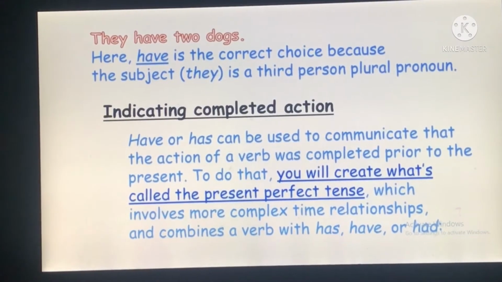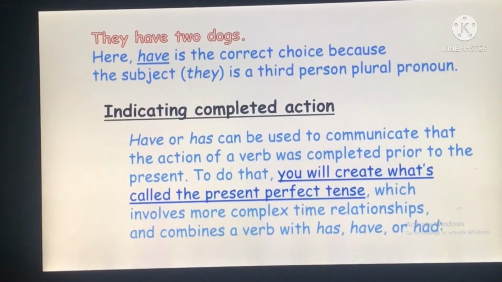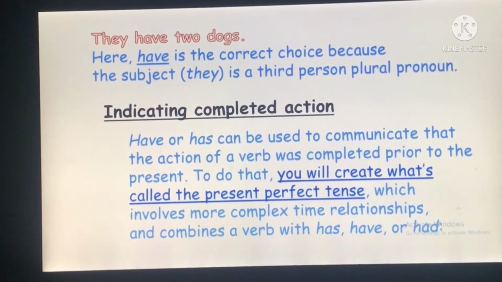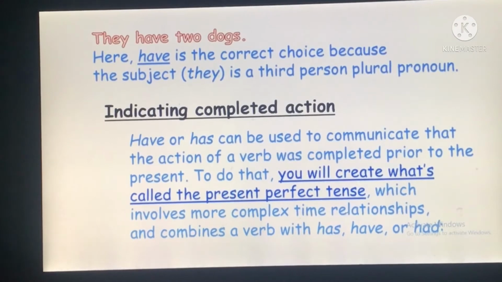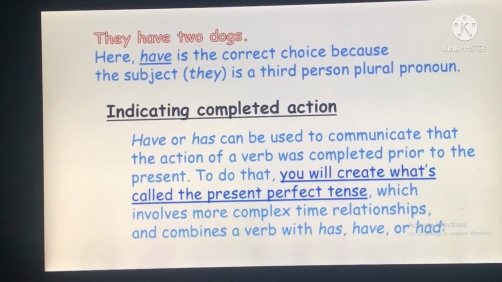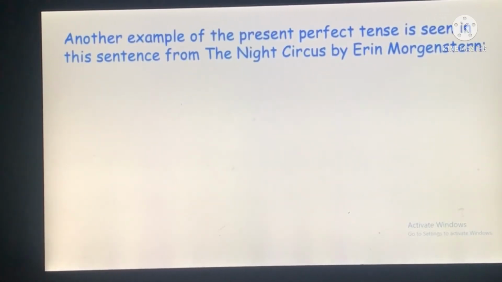Have or has can be used to communicate that the action of a verb was completed prior to the present. To do that, you will create what's called the present perfect tense, which involves more complex time relationships and combines a verb with has, have, or had. Another example of the present perfect tense is seen in this sentence from The Night Circus by Erin Morgenstern.